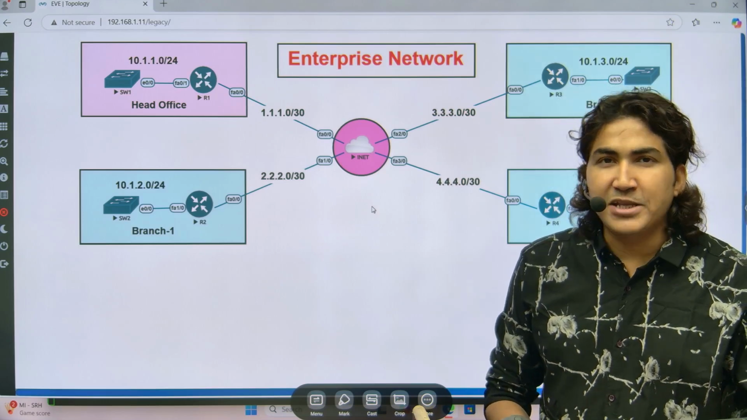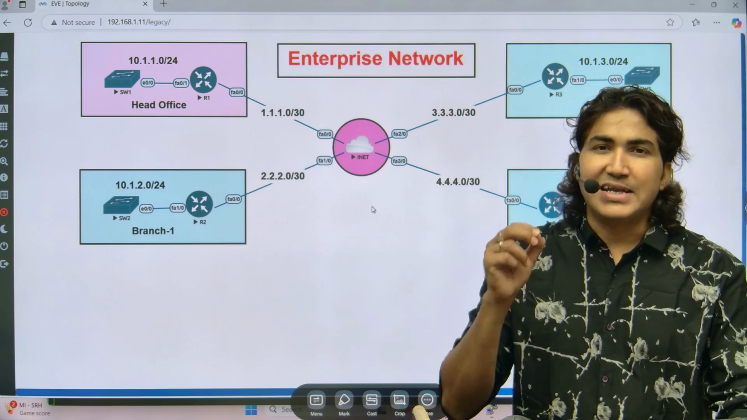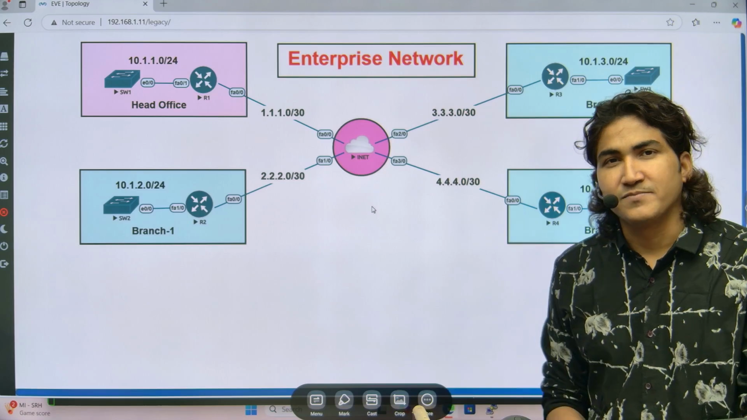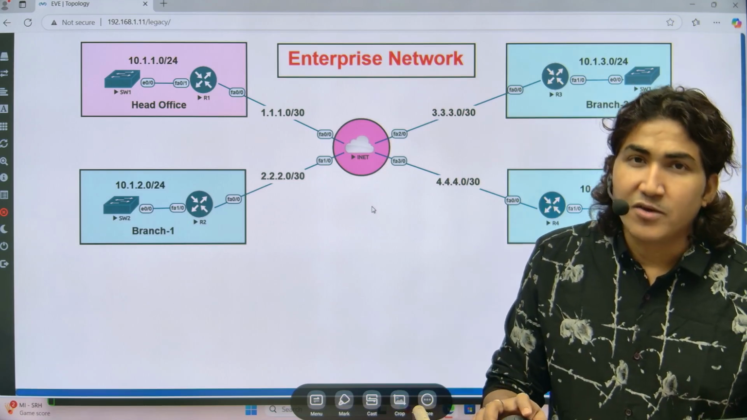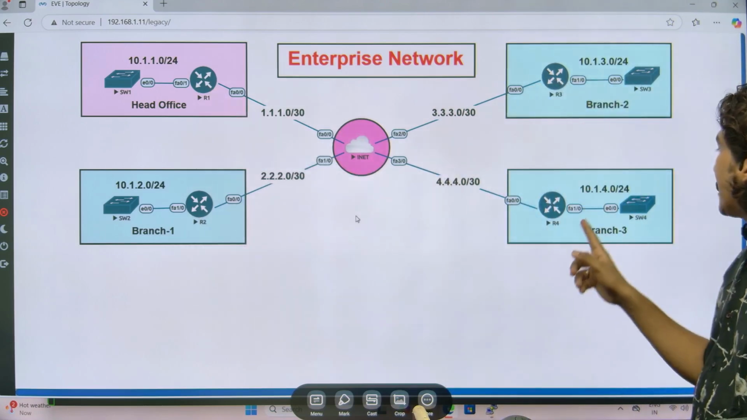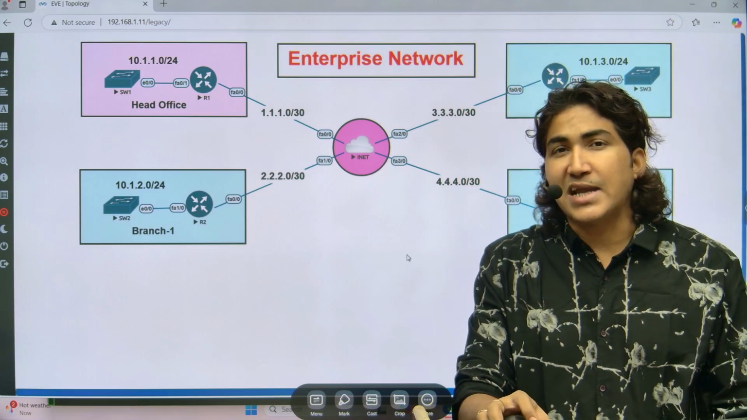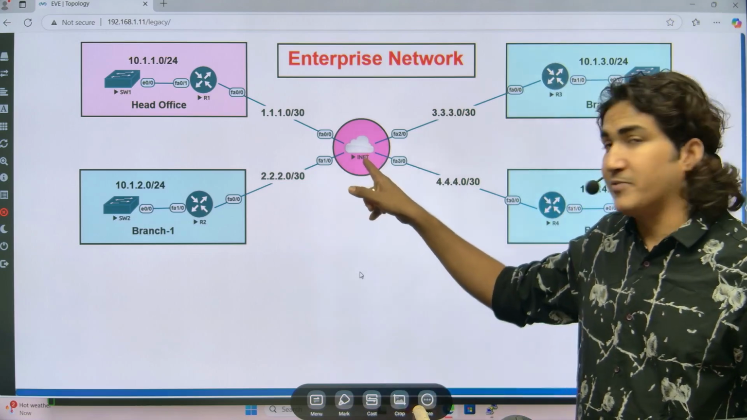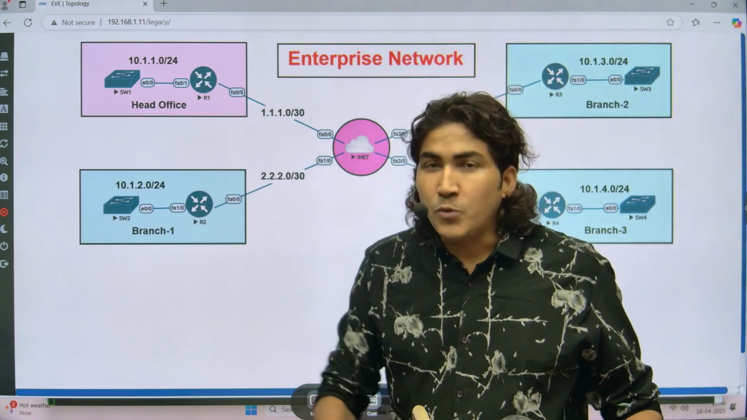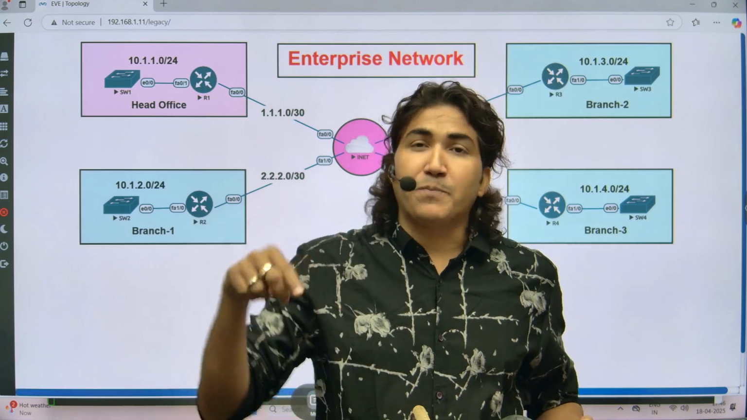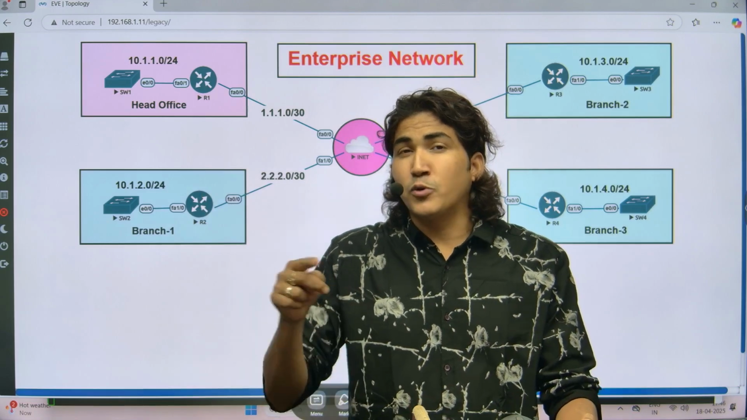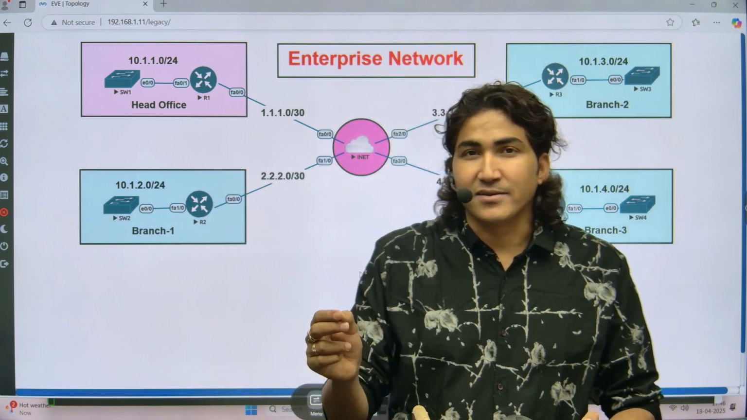Guys, today in this video we are going to troubleshoot an inter-site communication issue, and this is my scenario. As you can see, there are four sites: head office, branch 1, branch 2 and branch 3. All the sites are connected together through a public network, which is the internet. Two private sites cannot communicate over a public network, and the technology we are using to make it possible is VPN.